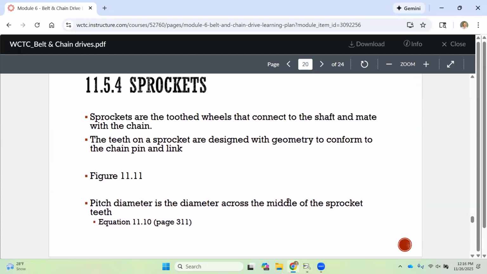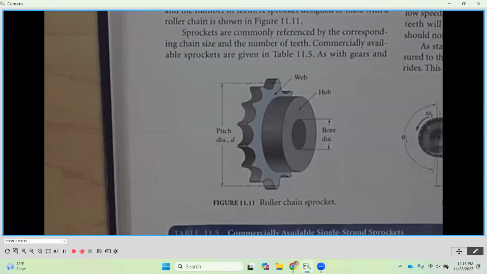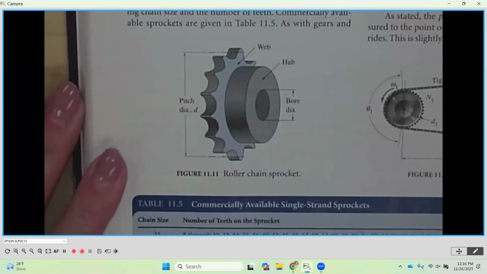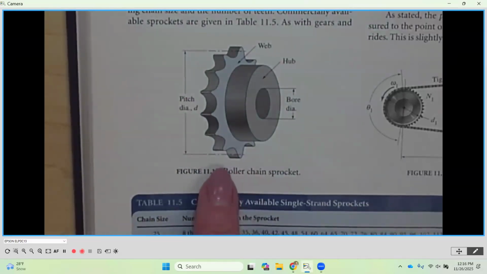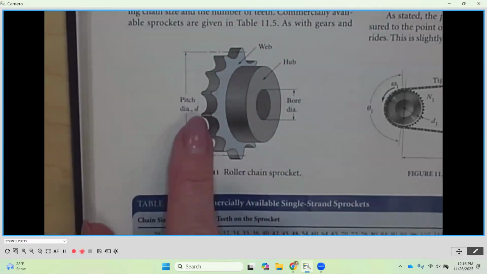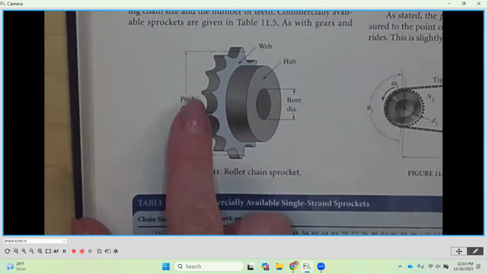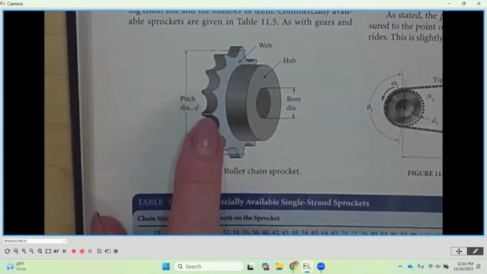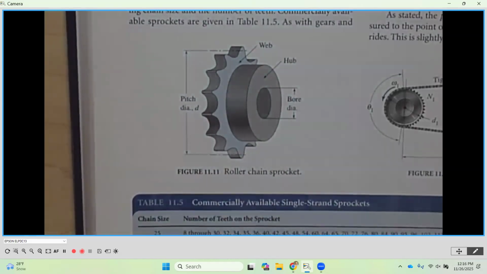All right. Sprockets. Sprockets are the toothed wheel that connects to the shaft and mates with the chain itself. It's what the chain rides on. Okay. So if we go a little bit further down on page 310, this is a picture of a sprocket. Now the width of the teeth on the sprocket, which are around the perimeter here, is set by how far apart those side plates are.